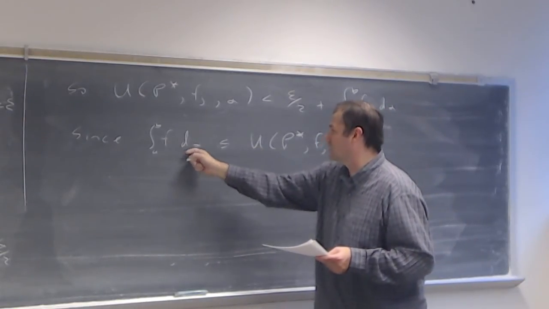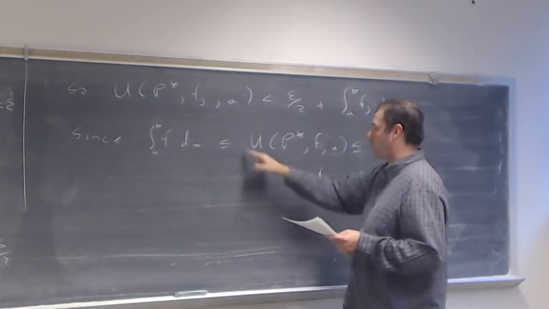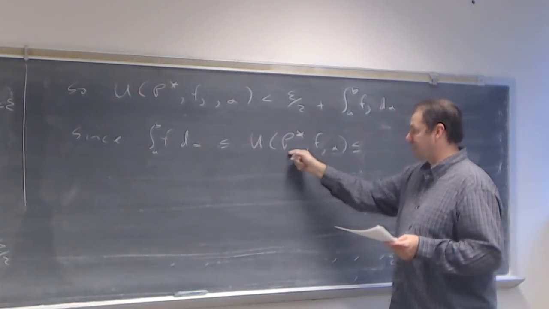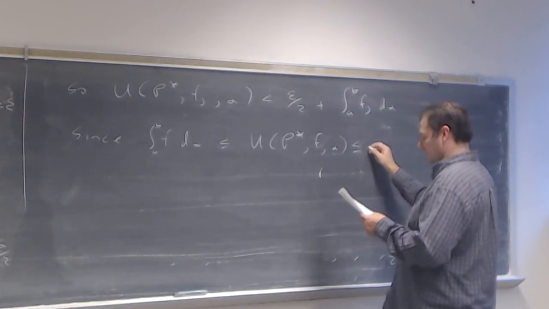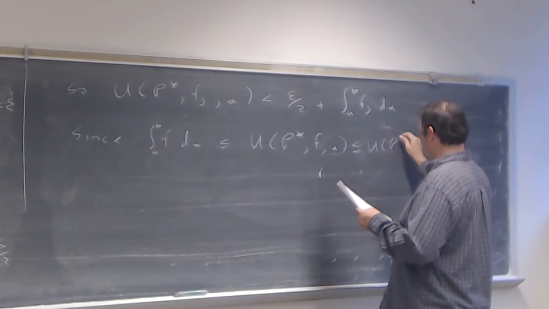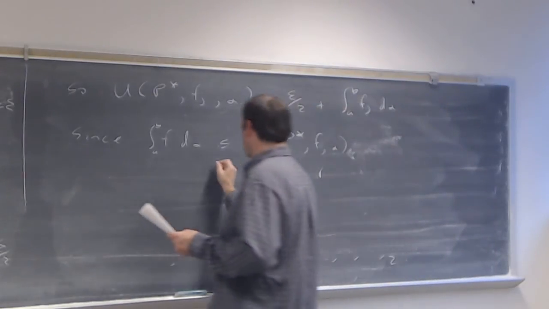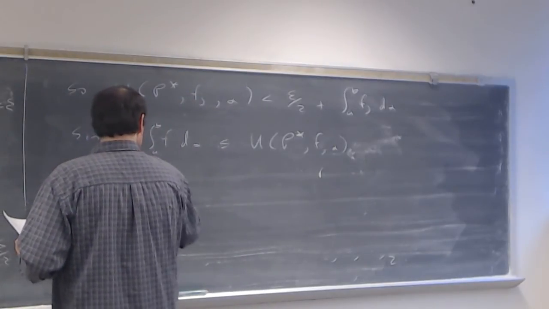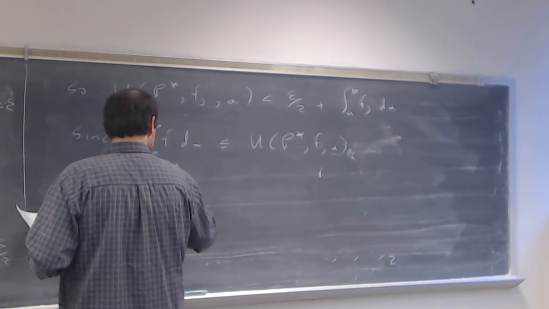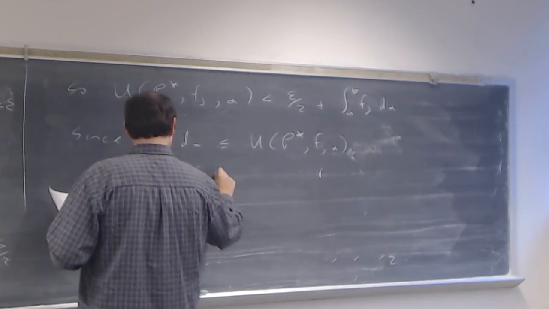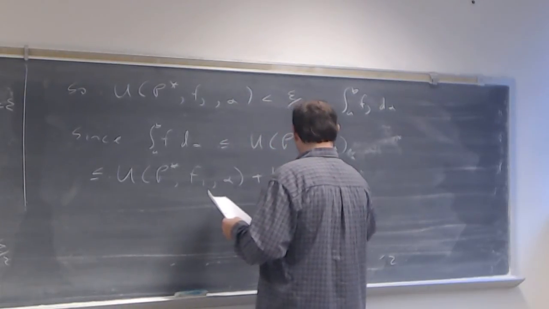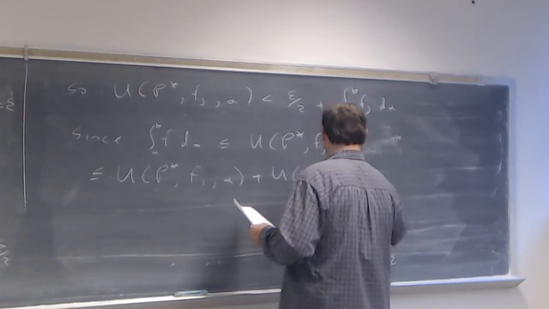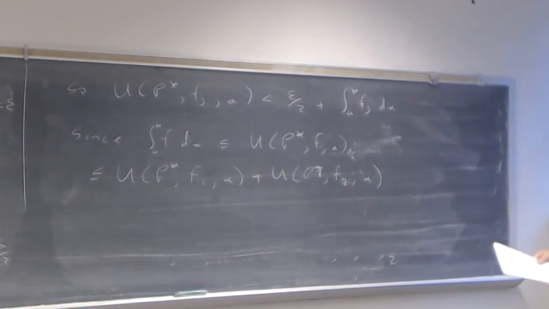Remember, this integral is the infimum of all these types of upper sums. So for this particular upper sum, with this particular partition, it's going to be bigger than or equal to that integral. And that's less than or equal to the upper sum with P star, which is the upper sum with P star of f sub 1 alpha plus the upper sum with P star of f sub 2 and alpha. That's something that's been established earlier.